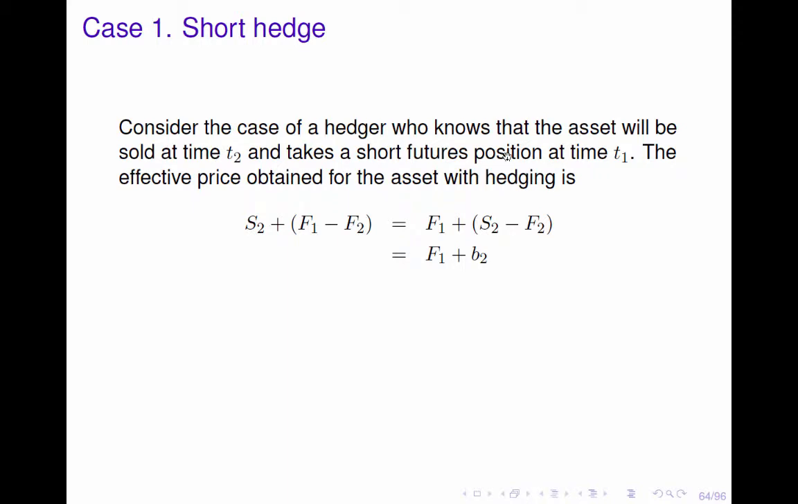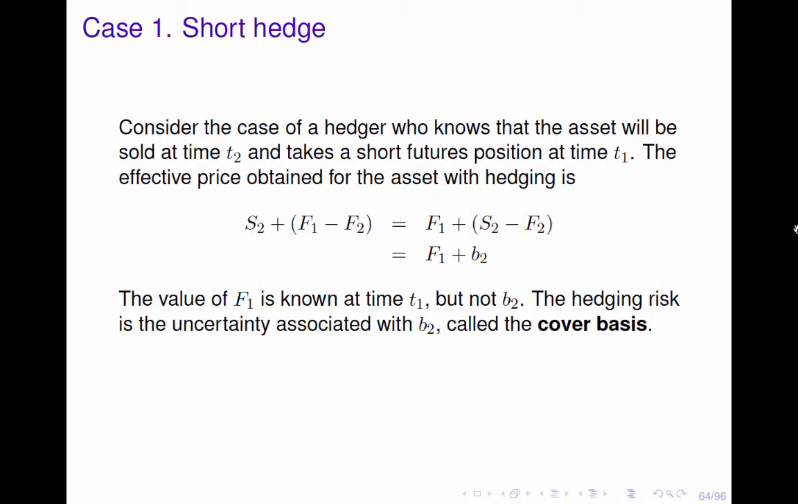Let's again consider the short hedge first. Assume a hedger who knows that the asset will be sold at time T2 takes up a short futures position at time T1. Then the effective price obtained for the asset with hedging is S2 plus the difference of F1 and F2. Rearranging this expression, we have F1 plus the basis at time T2, B2.